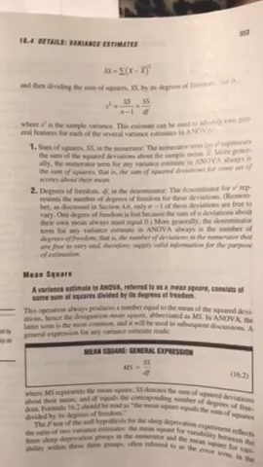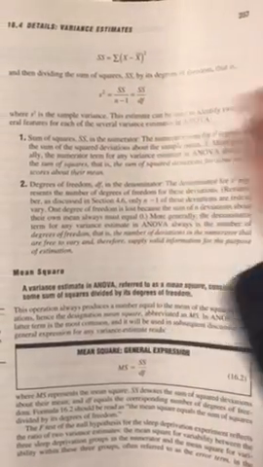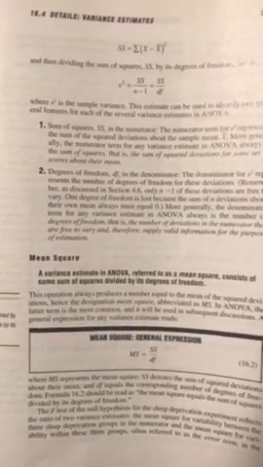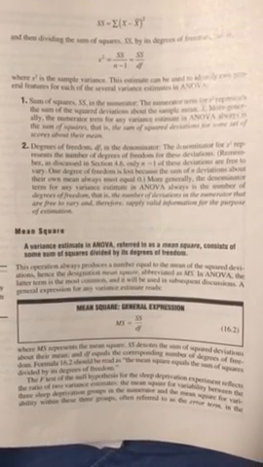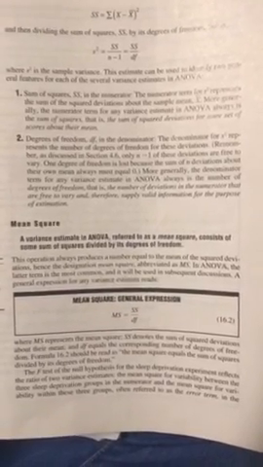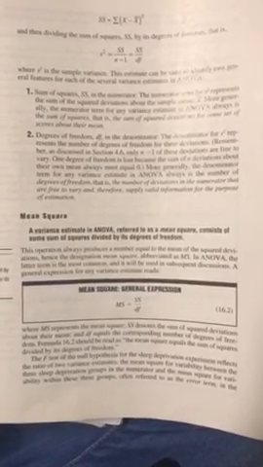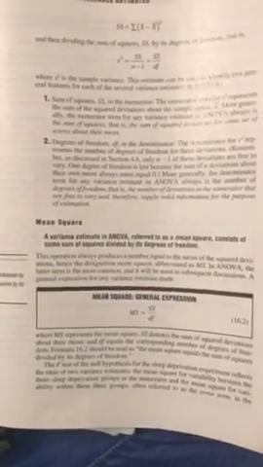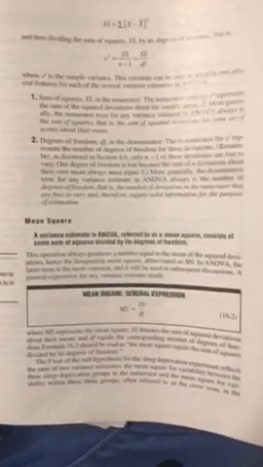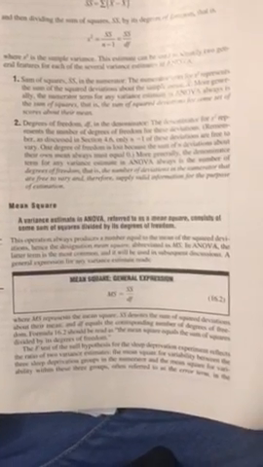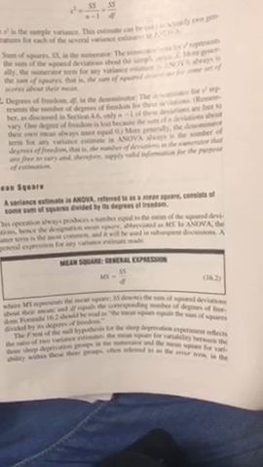then dividing the sum of squares by degrees of freedom, which is right here. So sample variance can be used to identify two general features for each of the several variance estimates in ANOVA. One is the sum of squares in the numerator. The numerator term of any variance estimate is the sum of squares. And then for the second one, the degrees of freedom in the denominator, the denominator of any variance estimate is degrees of freedom in ANOVA.